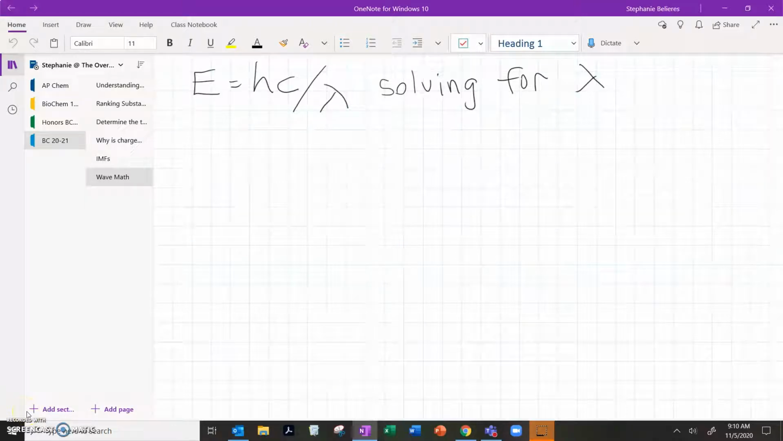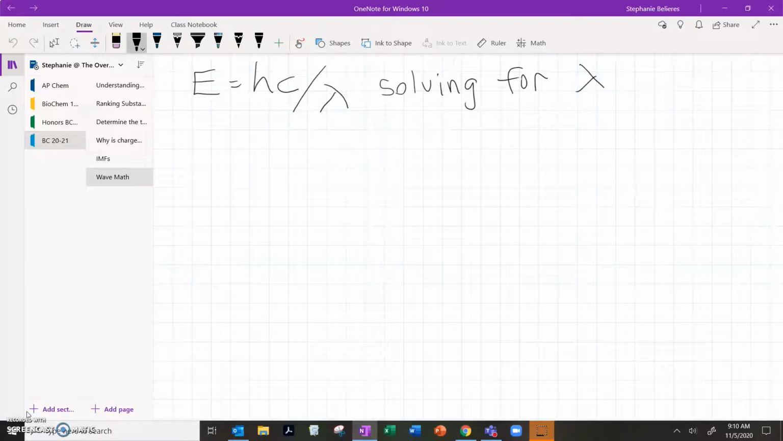Hi everyone, I wanted to show you briefly how to rearrange the E equals hc over lambda equation if you are given the energy and need to solve for the corresponding wavelength. Remember that we have this E equals hc over lambda, and this equation is arrived at by using c equals lambda nu, and E equals h nu.